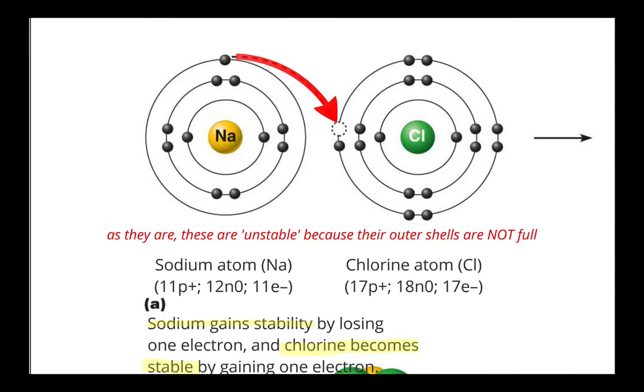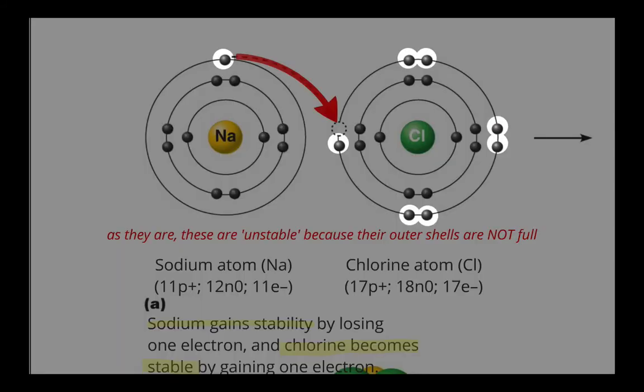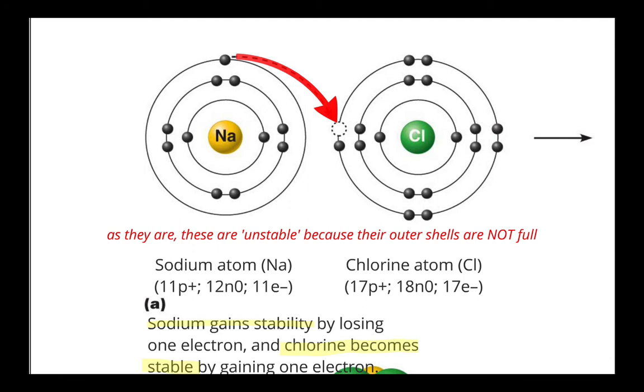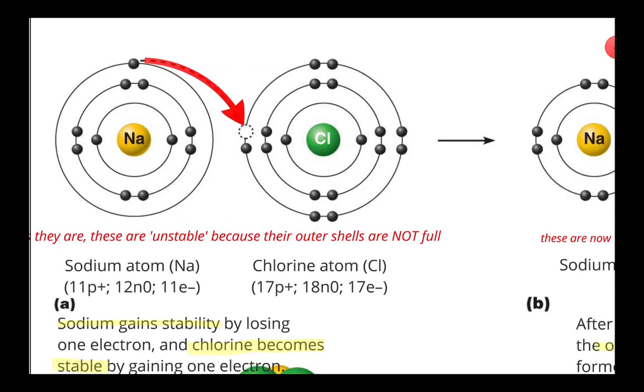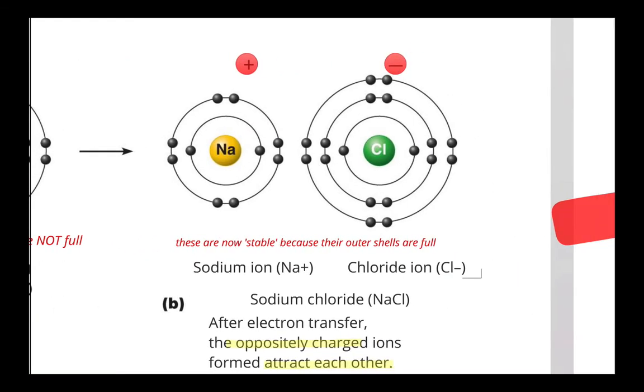These two are frankly kind of a match made in heaven. Sodium needs to get rid of 1. Chlorine needs to get 1. So if chlorine gets the 1 extra electron from sodium, then they both become stable. That stability makes them, in effect, sort of happy, but it also changes their charge, because as sodium has lost an extra electron, it's become positive. As chlorine gained an extra electron, it became negative.